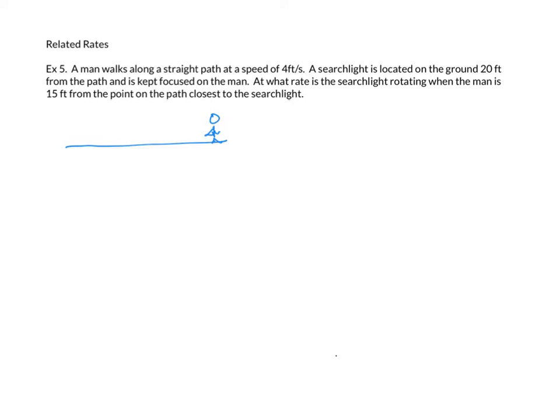So here's the man and he's walking along the path. There's a searchlight right below the path, which is 20 feet from point P on the path. So the searchlight is projecting on the man. At point P, we have a right angle, and that gives us a right triangle.